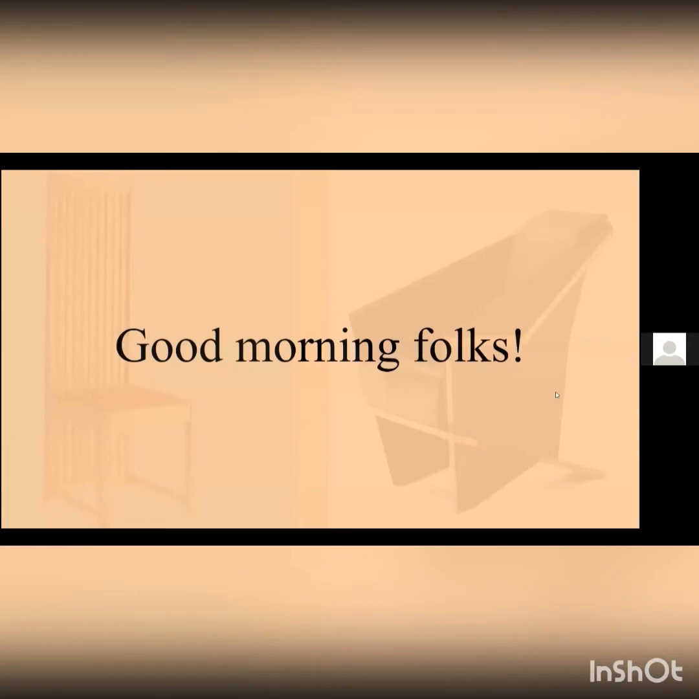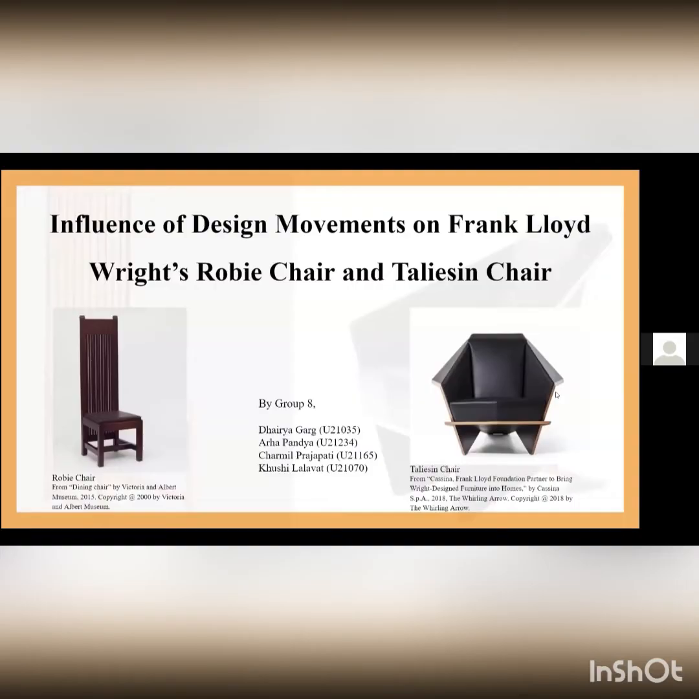Good morning, folks. Today, we from Unit 6 are going to analyze the influence of different design movements on F.L. Wright's design style by comparing his two designs, Robbie and Taliesin, on the basis of their form and function.